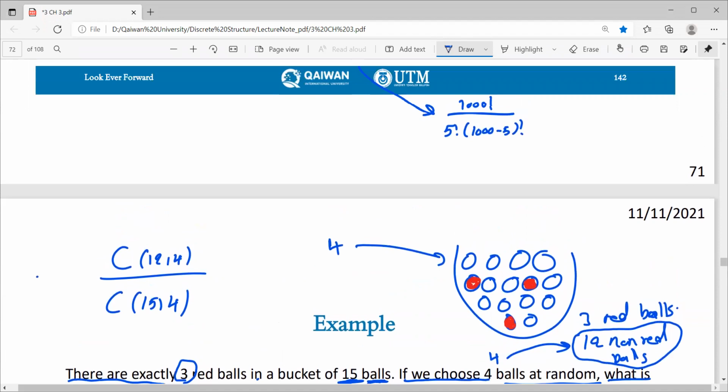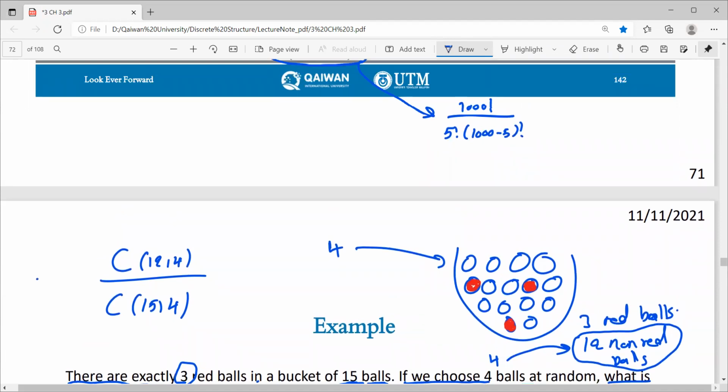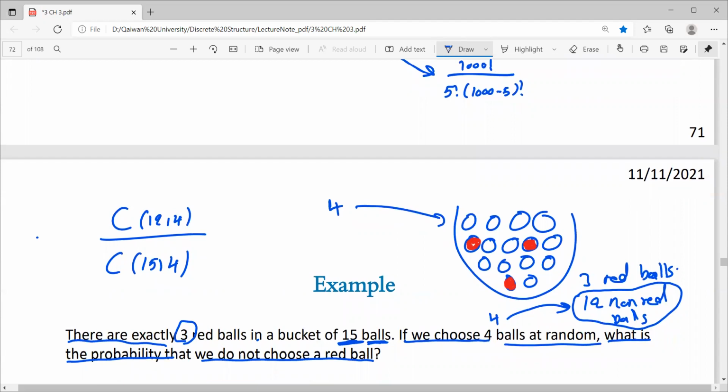So that's all. Now do it by yourself: what if we choose 2 red balls? What's the probability of choosing 2 red balls? Here, among the same balls, we have 3 red balls and 12 non-red balls. So what's the probability of choosing 2 red balls?